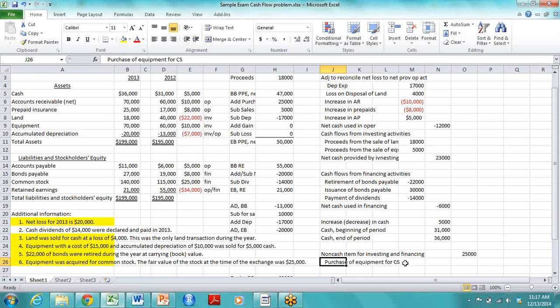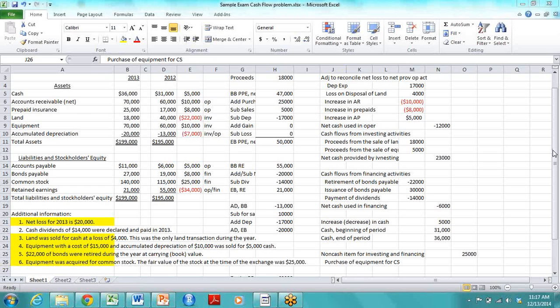It belongs as part of the non-cash items for investing and financing, because in exchange for equipment, we actually gave common stock instead of cash. So that's why purchases isn't included in investing. If we did not exchange common stock and we paid cash for it, we would absolutely include that $25,000 here. So that's that question. Hopefully that answers that.